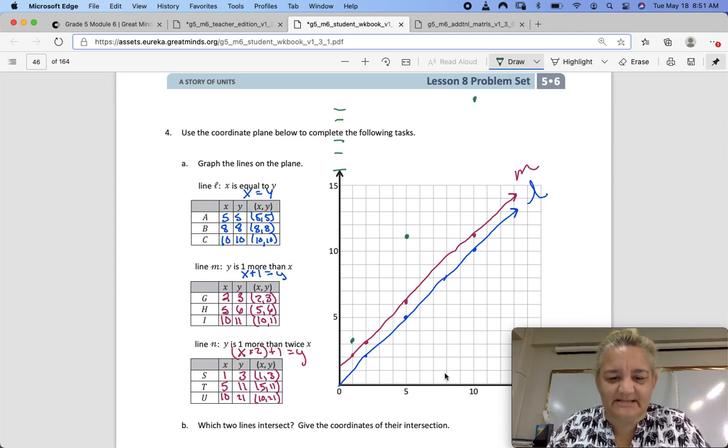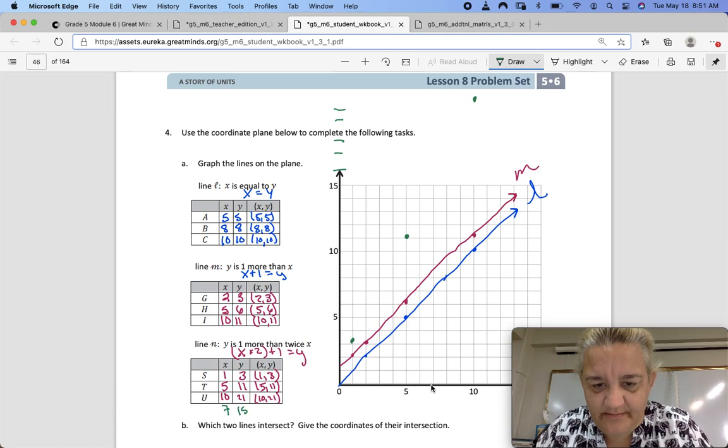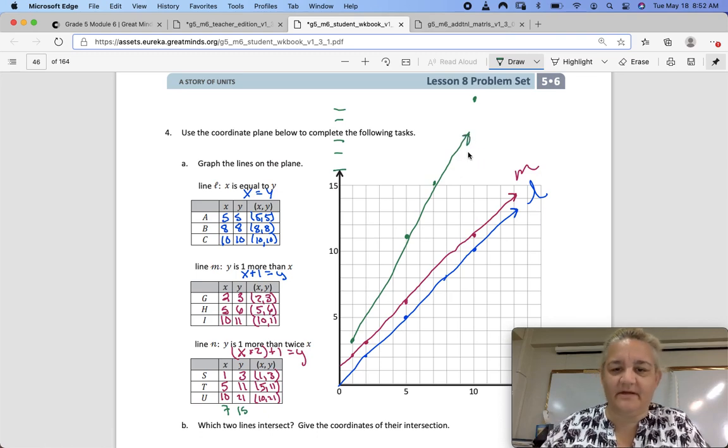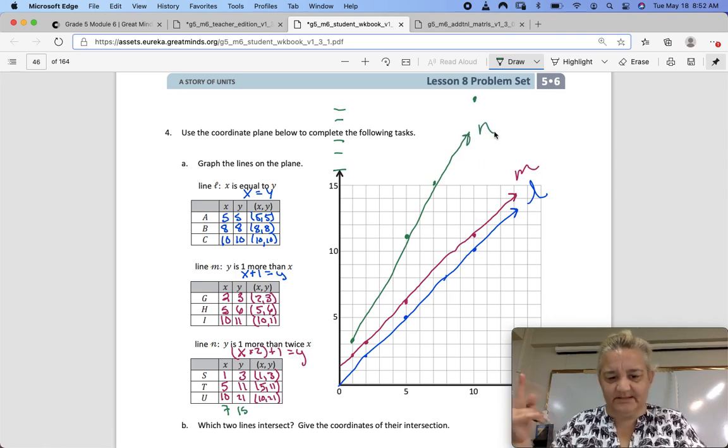So let's pick something that's still on the board. How about, well, if y were 15, that would make that 7, right? 7 times 2 is 14, plus 1 would be 15, so let's try that. 7 and 15 will be right here. Okay, so then draw a line on that one. And we'll call that one N.